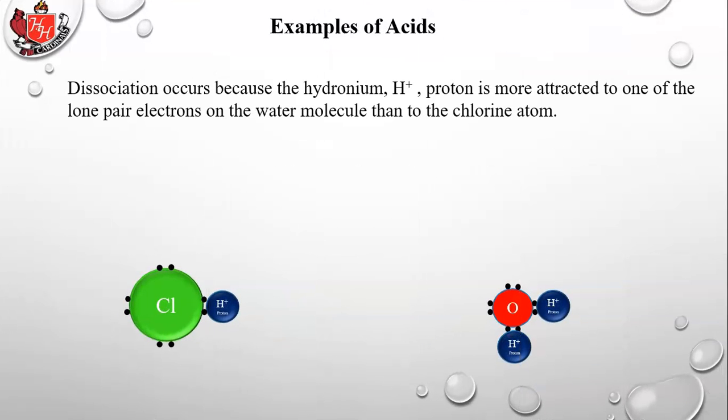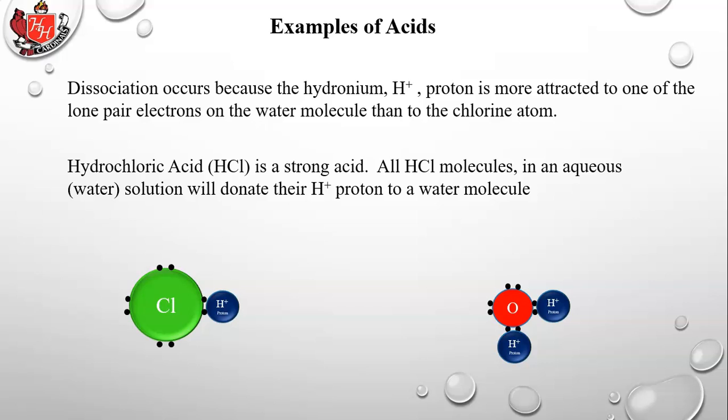Dissociation occurs because the hydronium H+ proton is more attracted to one of the lone pair electrons on the water molecule than to the chlorine. So hydrochloric acid is a strong acid. All HCl molecules in an aqueous water solution will donate their H+ proton to a water molecule. We'll get into that definition of donate here in a minute. So that's what happens in a nutshell. You put hydrochloric acid in water, the proton of that hydrogen atom gets pulled away to the water, but not the electron, so the electron stays behind on the chlorine.